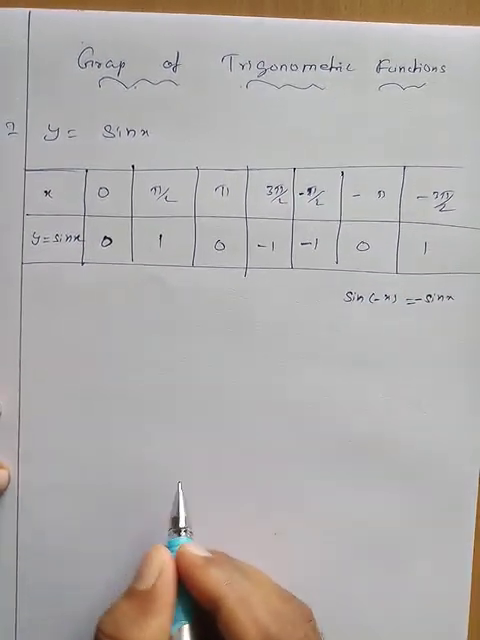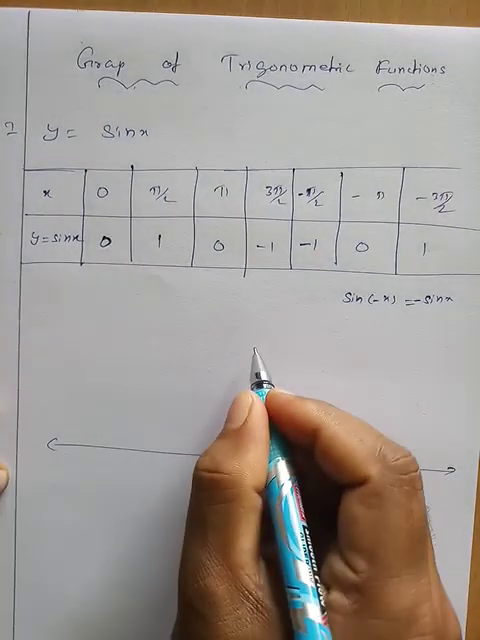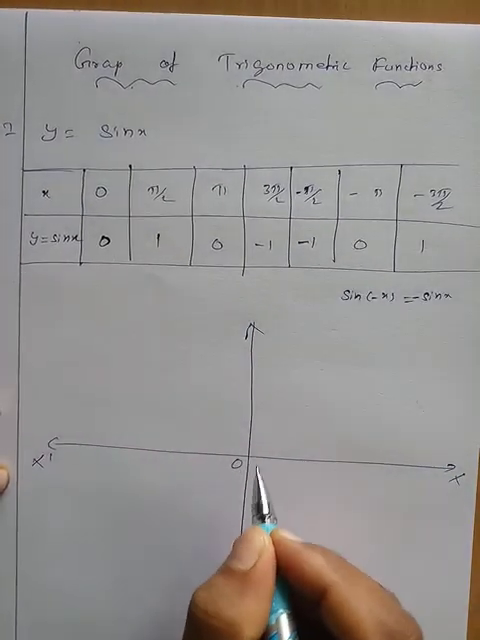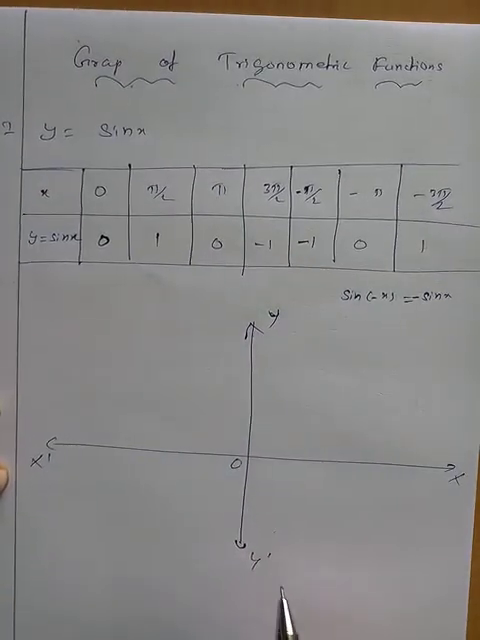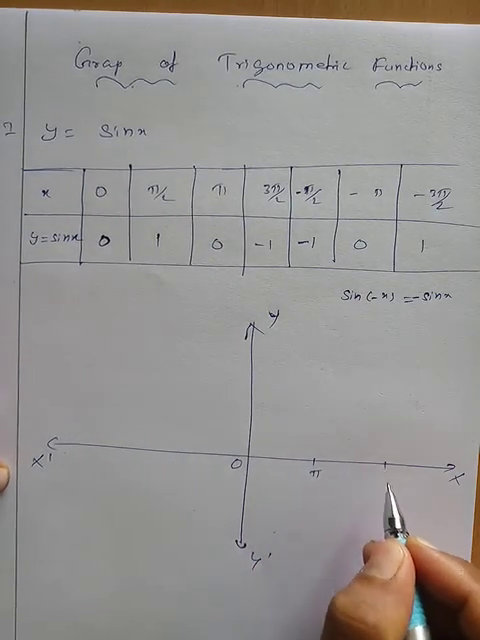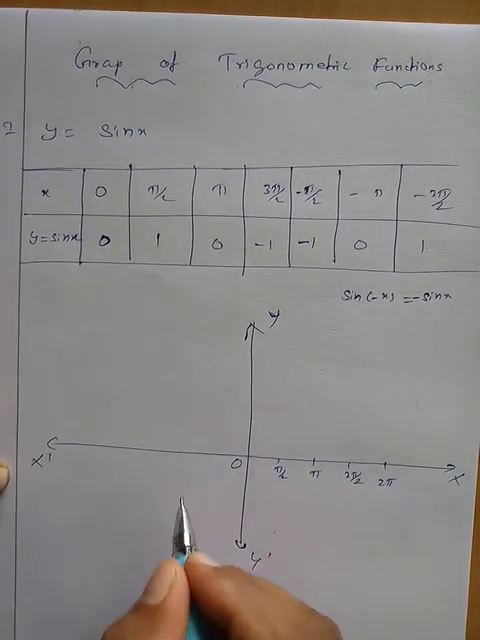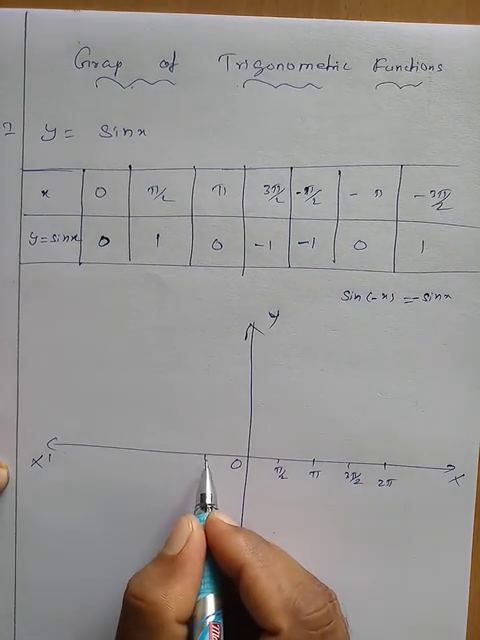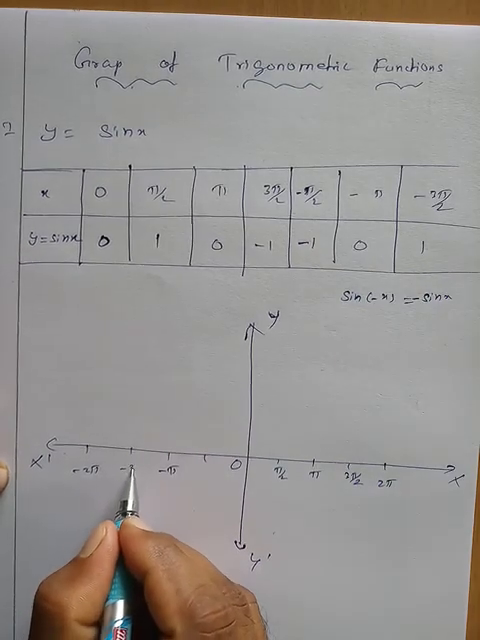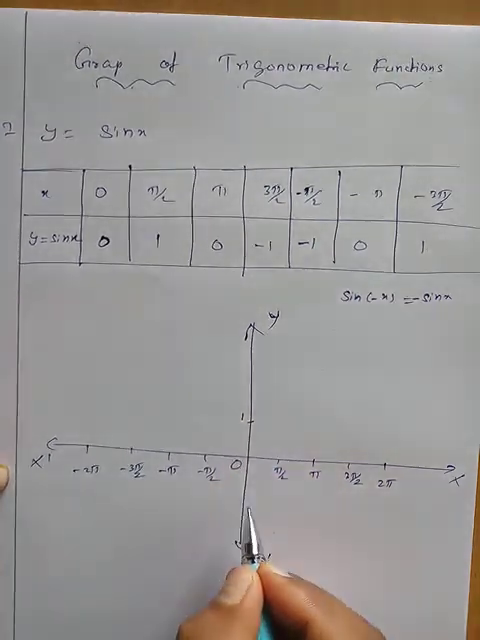Now the diagram. X value, y for domain. First here pi, 2 pi, this is pi by 2, 3 pi by 2. Here minus pi, minus 2 pi, minus 3 pi by 2, minus pi by 2. Your range is plus 1 and minus 1 only.